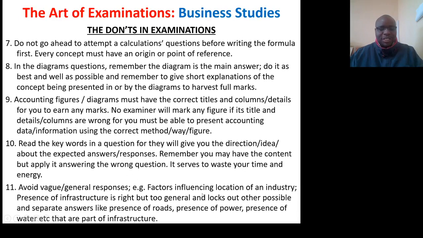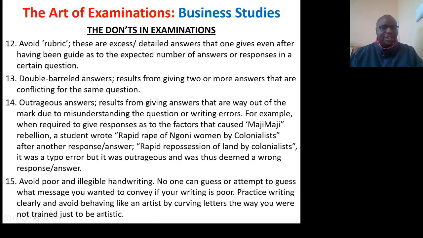For example, factors influencing location of an industry. Presence of infrastructure is right but too general, and locks out other possible and separate answers like presence of roads, presence of power, presence of water, etc. that are part of that infrastructure.